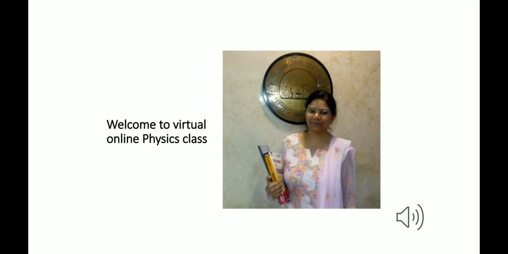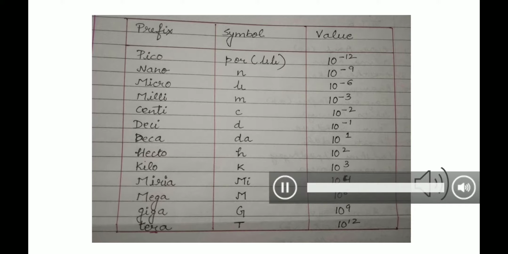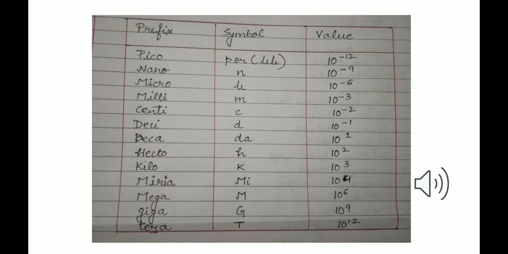So we begin with today's class, further going into the chapter. I move to the next slide. Now in this slide I have a table with prefix, symbol and its value. What are prefixes? These are put before any unit and they give a value to the unit.